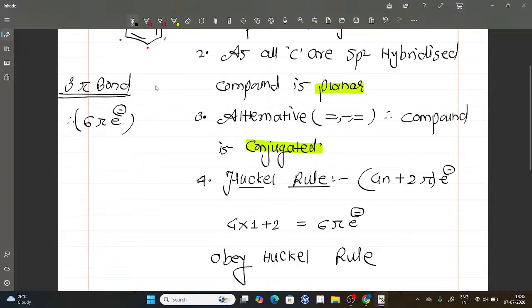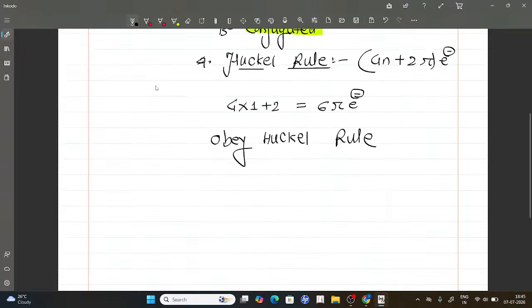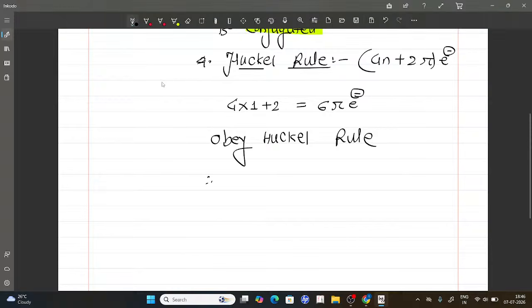Therefore, we can say our compound obeys all the conditions for the aromaticity of the compound, and hence the compound is aromatic in nature. It obeys Huckel's rule. Therefore, your above compound is aromatic in nature.